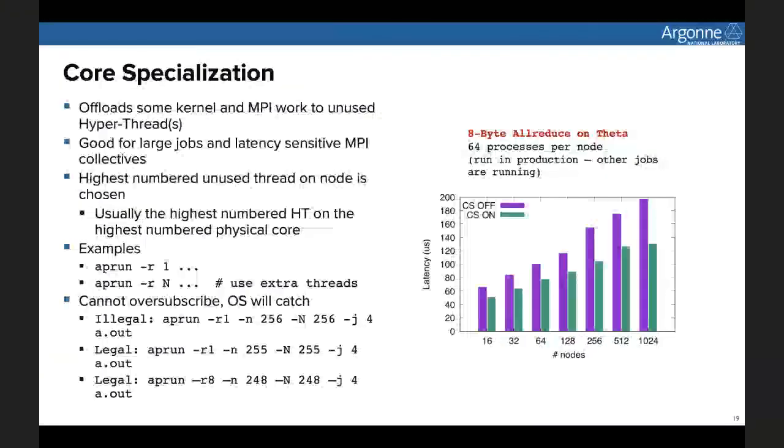This plot shows an 8-byte all-reduce on Theta with 64 processes per node, with and without core specialization on. I could see that across different job sizes, from 16 nodes to 1K nodes, using core specialization improves performance. The y-axis here is the latency. The lower the bar, the better it is.